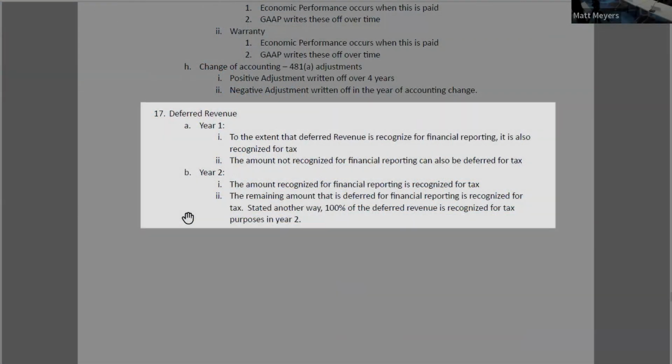Deferred revenue, year 1: to the extent that deferred revenue is recognized for financial reporting, it is also recognized for tax. The amount not recognized for financial reporting can also be deferred for tax. Year 2: the amount recognized for financial reporting is recognized for tax. The remaining amount that is deferred for financial reporting is recognized for tax. Stated another way, 100% of the deferred revenue is recognized for tax purposes in year 2.